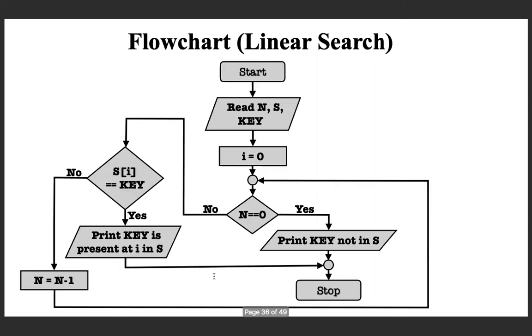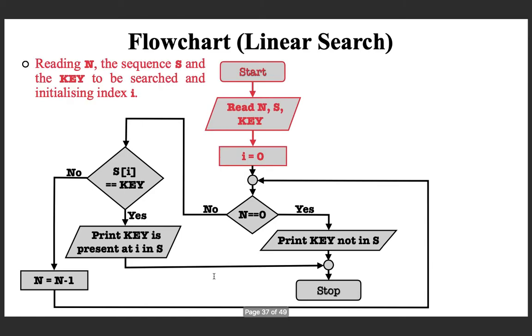Now we can look at a flowchart representation for our linear search algorithm. Here is a flowchart. We can see what it is doing. Initially, it is reading the number of elements. Then it reads the sequence, maybe using the previous flowchart, and also it initializes the index as 0.